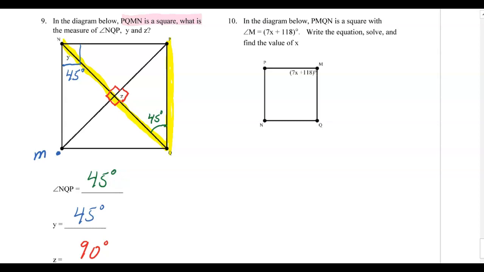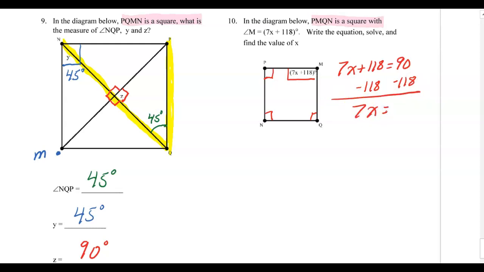Let's take a look at problem number 10. Since this is a square, we know that we have 4 right angles. So all of these angles are right angles. Make a big right angle. So 7x plus 118 is equal to 90. I'll subtract 118 from both sides. So we get 7x is equal to, and I need to grab my calculator, 90 minus 118 is equal to negative 28. I'll divide by 7, and x is equal to negative 4.